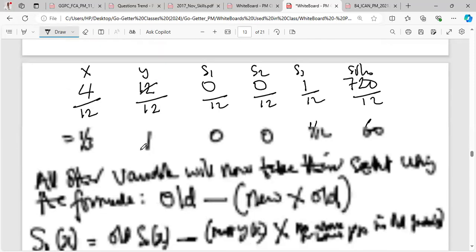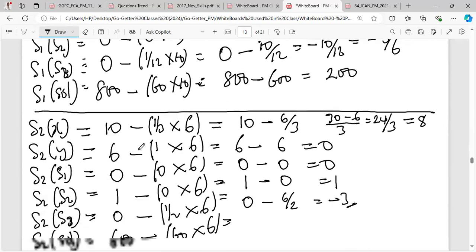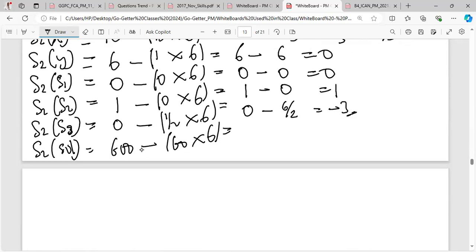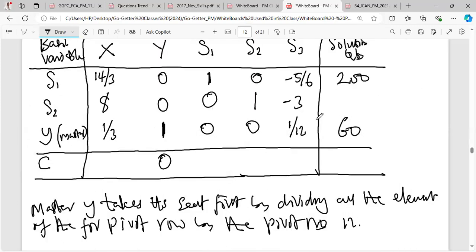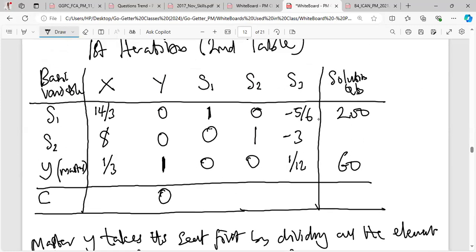Then we'll do the last one. So this is going to be 600 minus 6 times 6 is 36. That's 360. You add 40 to it to become 400. That's 240. So we take it down here. So this is going to be 240.